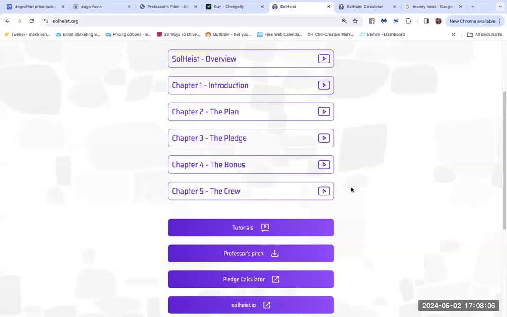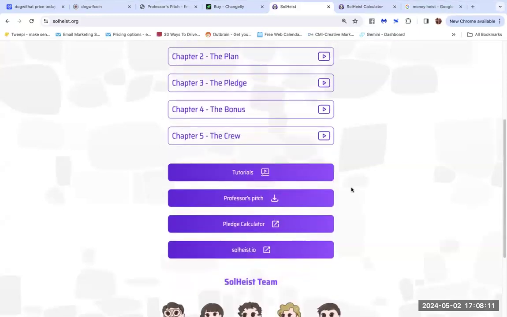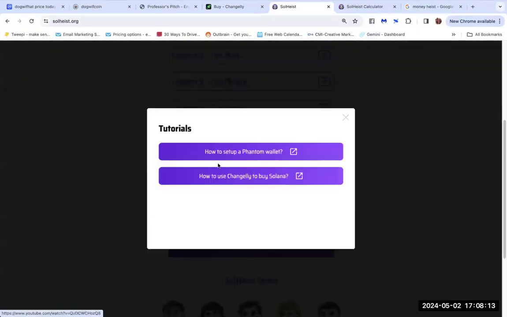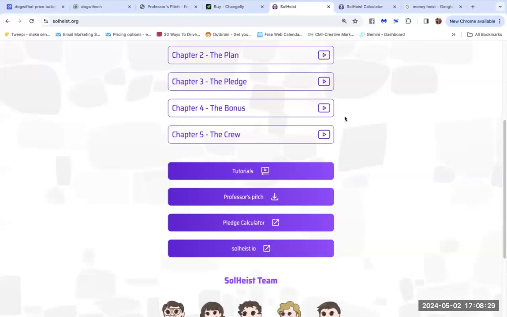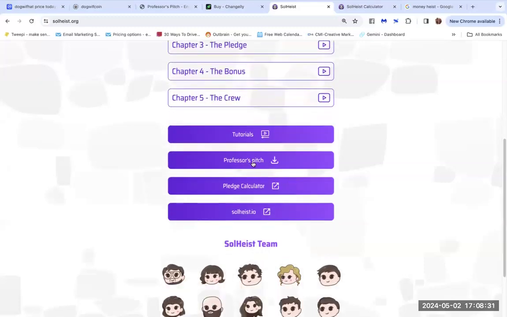If you're someone like myself who decides that you want to participate in this project, you click on the tutorials and it gives you 2 different videos. One shows how to set up your Phantom wallet, which is needed. The second shows how to purchase Solana, because that is the currency of choice used to participate in the project. Of course, there's the professor's pitch, which I'm going to go over right now, and then there's a calculator, which I'm going to show you in the next 30 minutes. So let's get right into it.